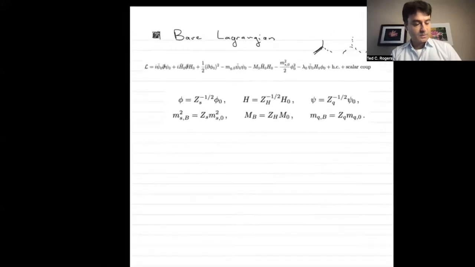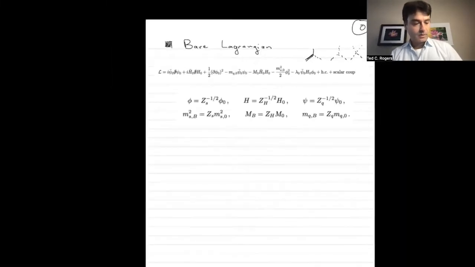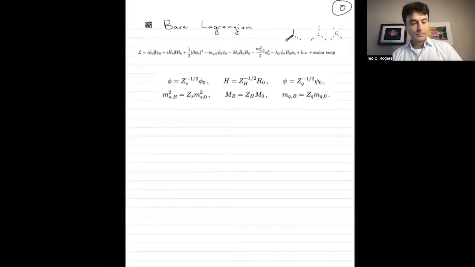I've written this as the bare Lagrangian, so there are 0 subscripts on everything. The fields are all bare fields. This is the defining Lagrangian of the theory. And by the way, when we regularize the theory, because we're going to have ultraviolet divergences, I'm going to go to dimension equal to 4 minus 2 epsilon. And then we'll be taking the limit of epsilon going to 0.